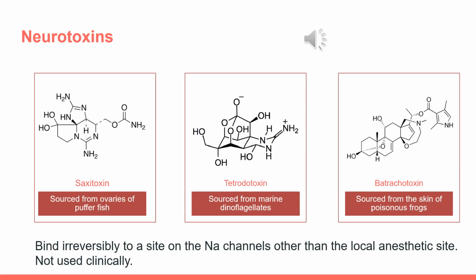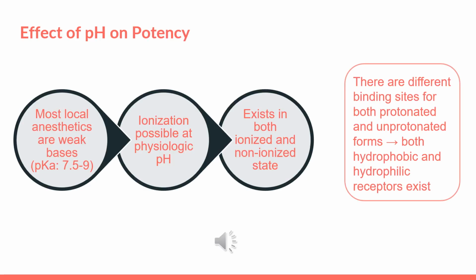Neurotoxins may share some local anesthetic activity. First, we have saxitoxin, which is sourced from the ovaries of pufferfish. We have tetrodotoxin, which is sourced from the marine dinoflagellates, and batrachotoxin, which is sourced from the skin of poisonous frogs. They differ from local anesthetics because they bind to a different site on the sodium channel than the local anesthetic agents, and they are not used clinically because this binding is irreversible.